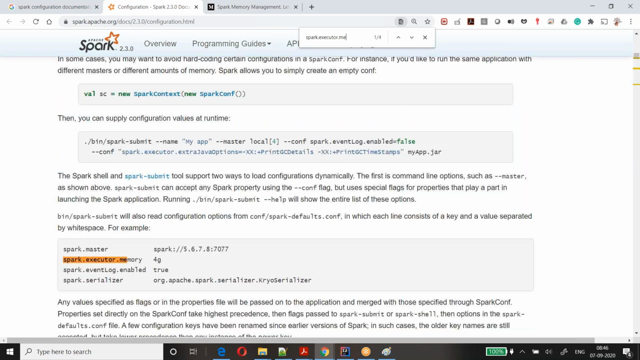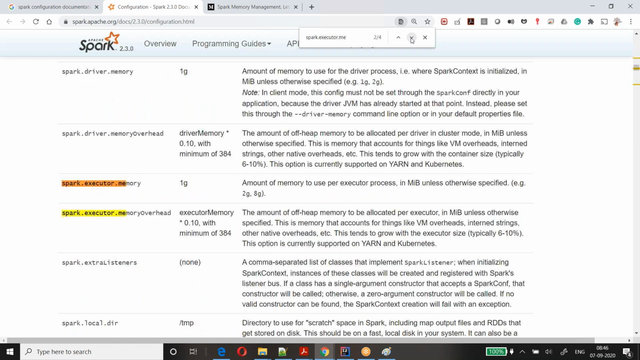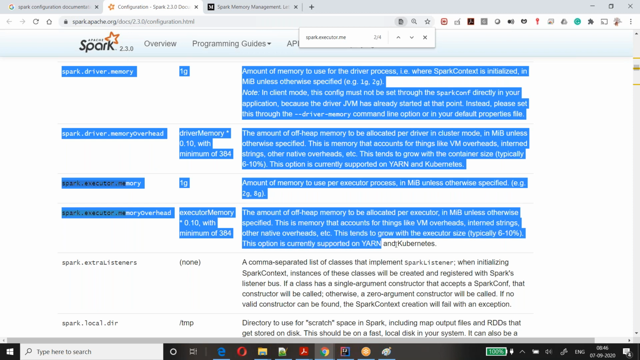Normally we'll give it like this: driver memory, executor memory. Okay, let's talk about what this property is. This is the one. The default is 1 GB, guys. Normally we give whatever amount of memory we want. So there are the Spark driver memory overhead, the Spark executor memory overhead, Spark driver memory, and executor memory. You see these 4 parameters?